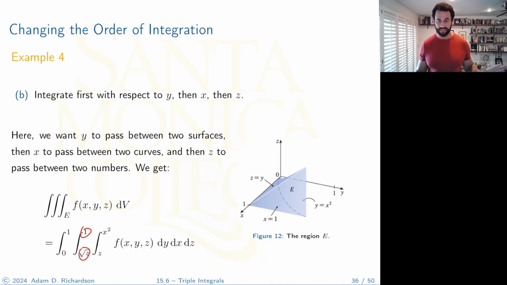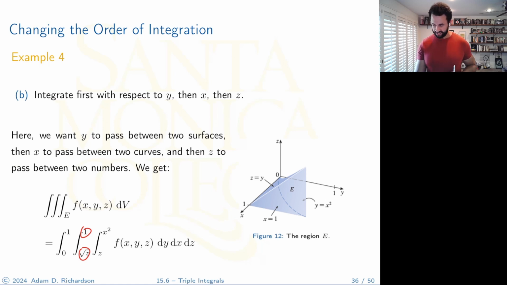All right, last but not least, now that we've integrated with respect to y and x, we integrate with respect to z, and z is just going to go from 0 to 1. There we go. And that's it. All right, fun stuff. It's a tricky example, but it's a good one to make sense of.